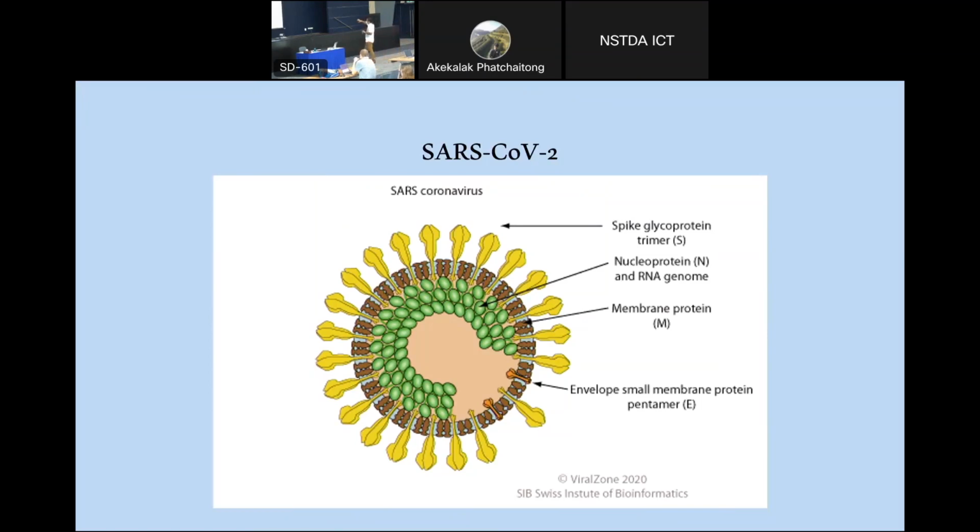Like in case of SARS-CoV-2, the spike proteins are actually the target of the vaccine. One of the reasons being that's the entry point. You don't have to go inside the human cell. You can attack them outside the human cell.